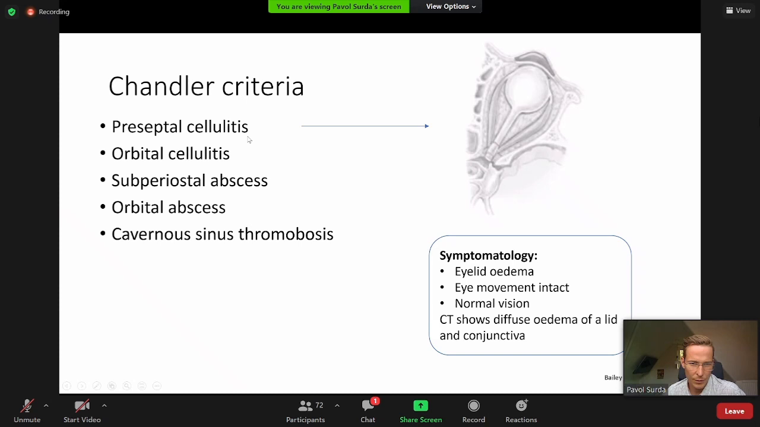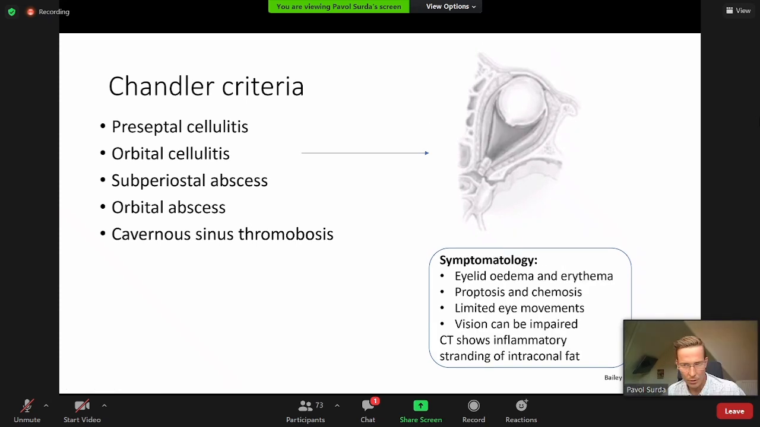Then orbital cellulitis, that's the type of infection complication where the infection has already spread towards the orbital, intraorbital contents, and we would be looking at eyelid edema, erythema, proptosis, chemosis, limited eye movements, vision sometimes is impaired, and as you can see, this intraconal space can be affected. And then CT scan will confirm that intraconal components are inflamed.